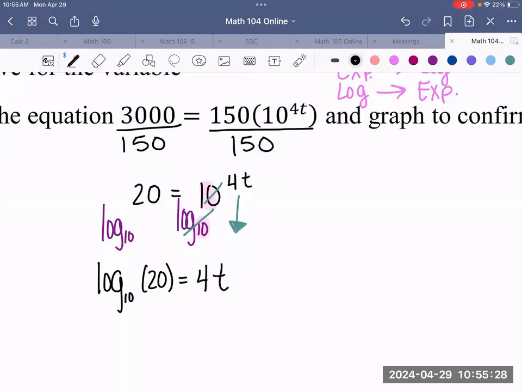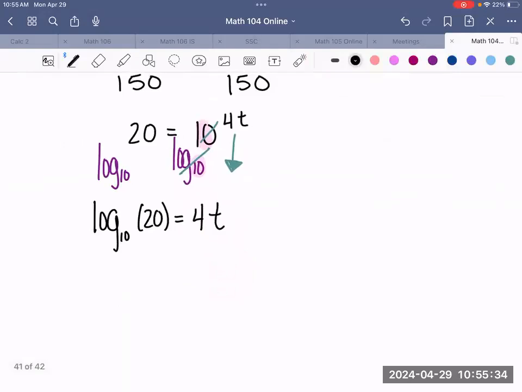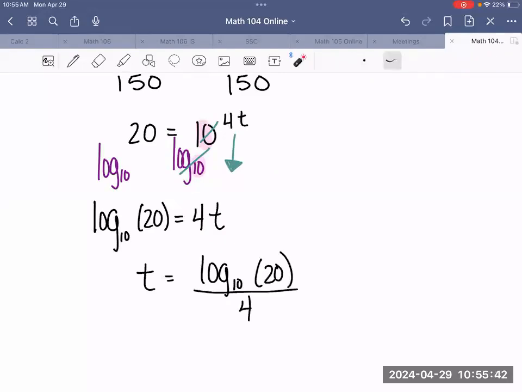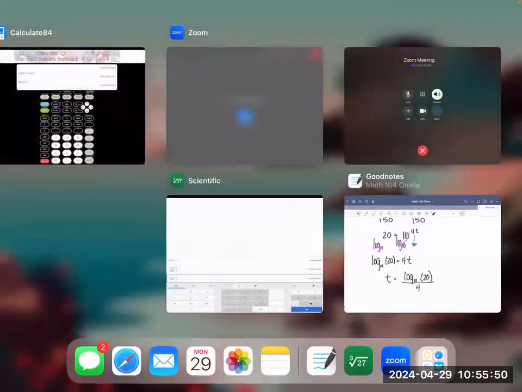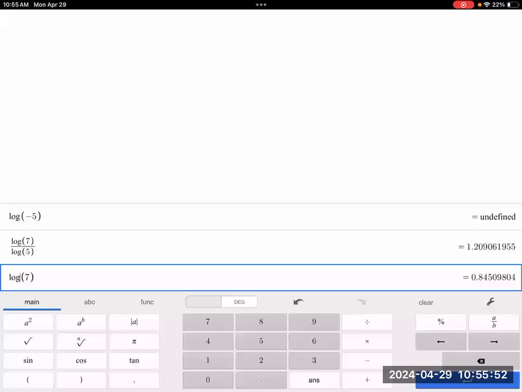Now we get to solve for your variable. So let's try and solve for t. The last thing we need to do, we'll get t is equal to log base 10 of 20 divided by 4. Now we are not able to divide 20 by 4 because this log base 10 of 20 is a number. Notice how much different they come out to be.